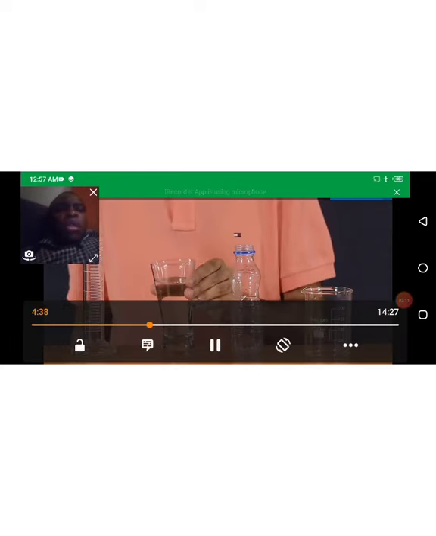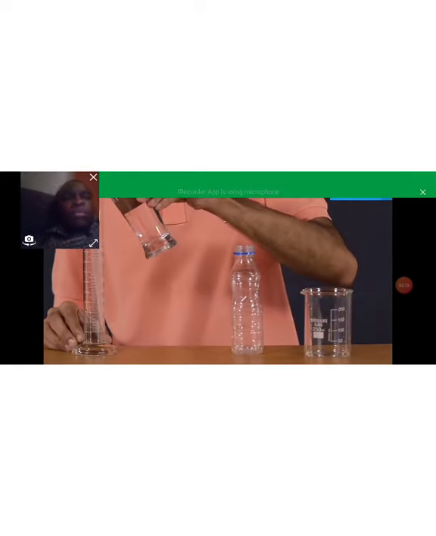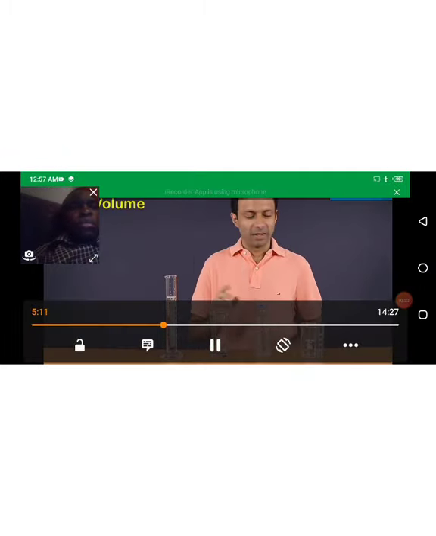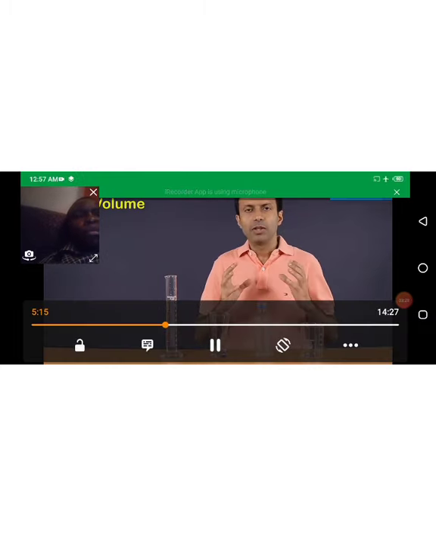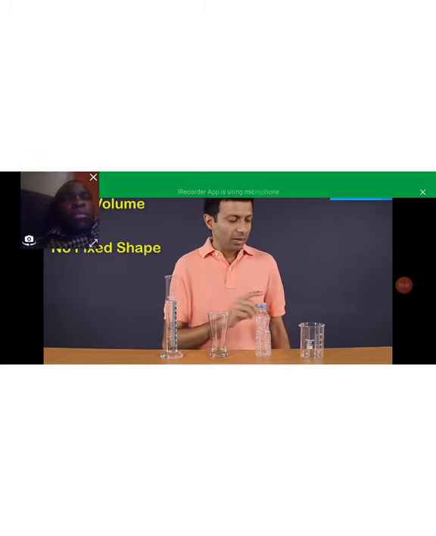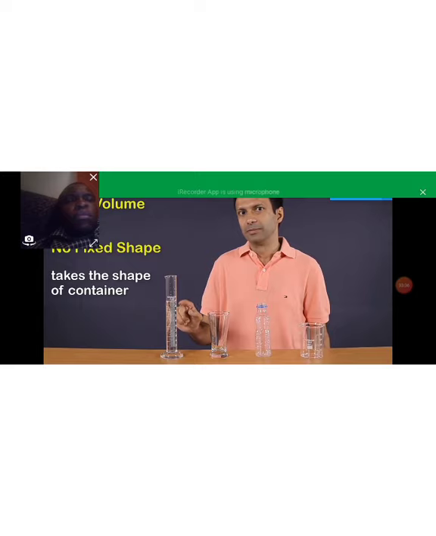Now let's transfer it to the measuring cylinder. It means that it has a definite volume, but no definite shape. Liquids have a fixed volume. It was 100 ml all the way through. But they don't have a fixed shape. As you saw in the experiment, the liquid takes the shape of the container it is put in.